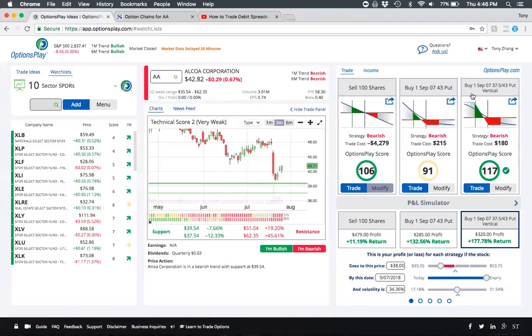So let's focus on this. I talked about how you don't have to remember how to set up a debit spread or anything like that, because we already do that for you. We give you starting points that make sense. So here, Alcoa is trading at 42.82.